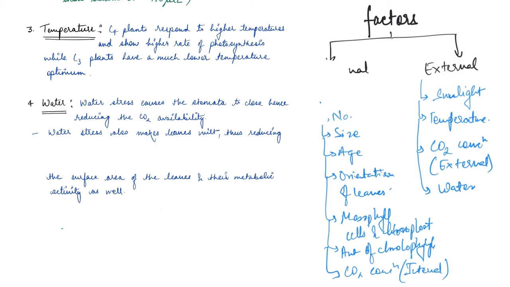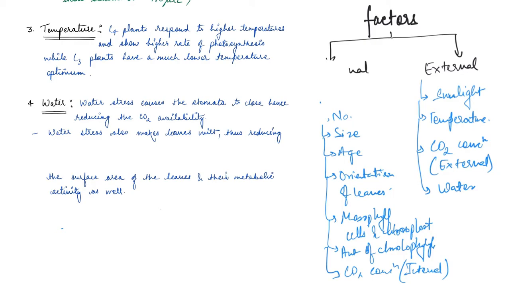Now this water stress causes stomata to close so that loss by transpiration is minimized. Now when the stomata close, that reduces the carbon dioxide availability as well, right? And because of that, the rate of photosynthesis will decrease. Now, apart from this, water stress also makes the leaves wilt. And because of that, it reduces the surface area of the leaves and that reduces the metabolic activity as well. Now, again, that affects the rate of photosynthesis.